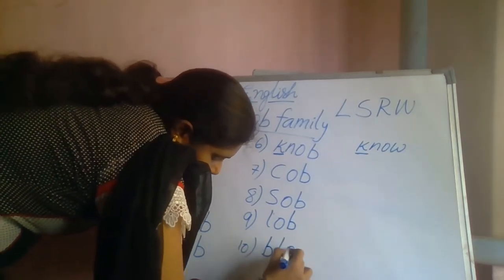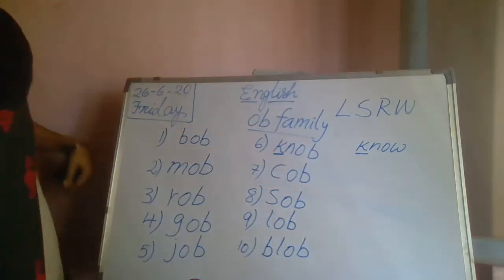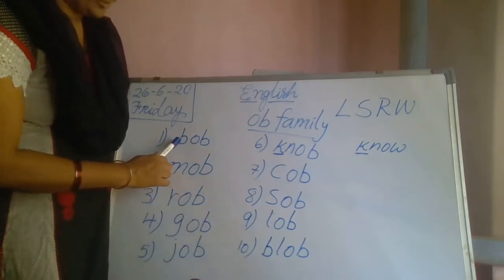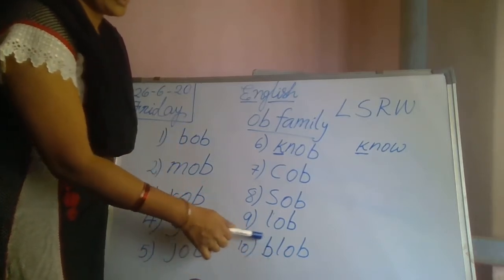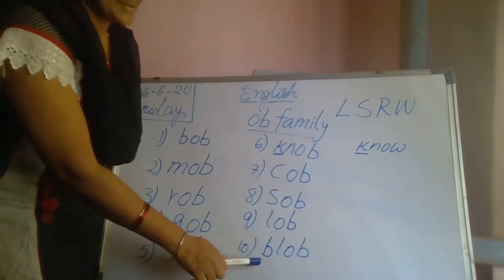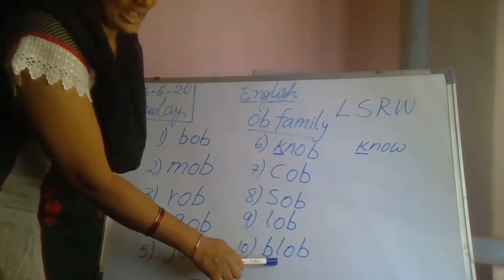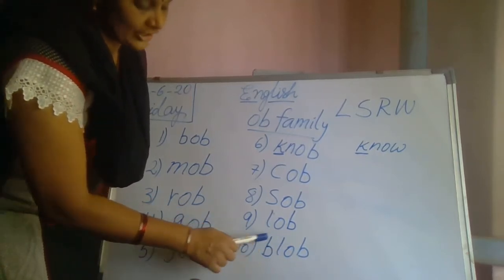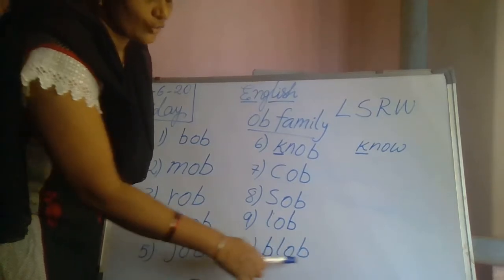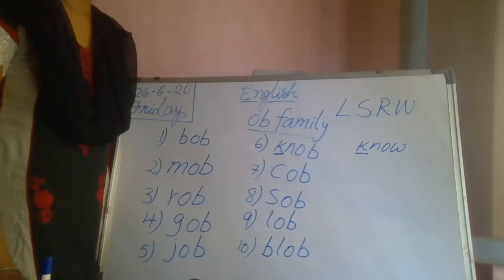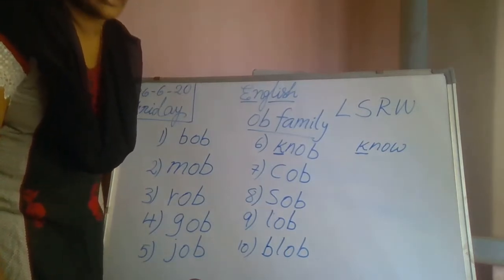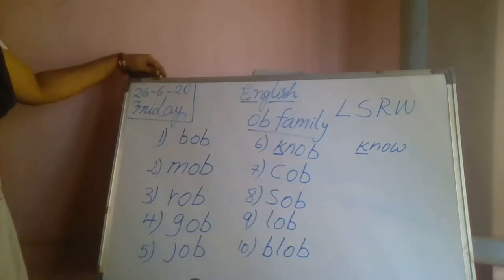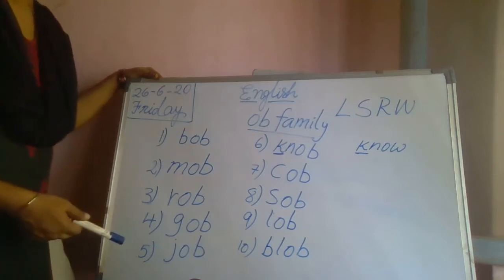And what is this letter? B-L-O-B. Blob. Here, B. Already I told you, B gives the B sound, ba. If we join B with L, bla, bla. How can we pronounce? Bla. If we join B, L with O, B, how can we pronounce the word? Blob. Again, blob.